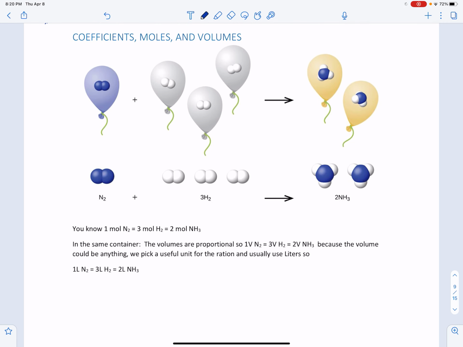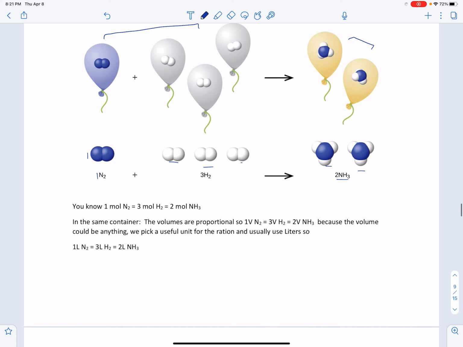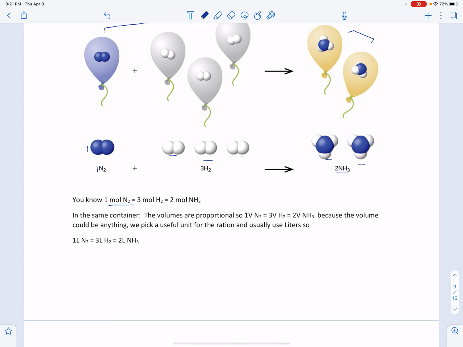So coefficient, moles and volume. So when we have 1 mole of nitrogen and 3 moles, 1, 2, 3 of hydrogen, we already know that it makes 2 moles of NH3. Now, the strange thing about these gases is that even though I have more volume on the left, you can have different volumes on the left and the right because we're making something that's kind of tighter, like a tighter little molecule. It doesn't have to take up as much volume. So we have this relationship right here.